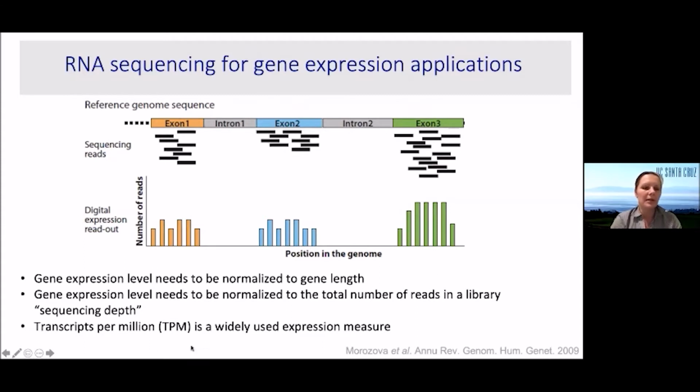Usually the measurement that's commonly used in the field is transcripts per million. These read counts can be normalized to the total number of reads in a sample, and also to the length, to get something like a transcripts per million measure that can be used to compare genes to each other, so the expression of one gene to the expression of another gene.